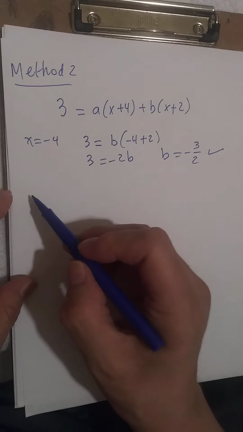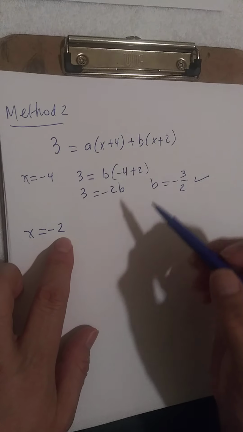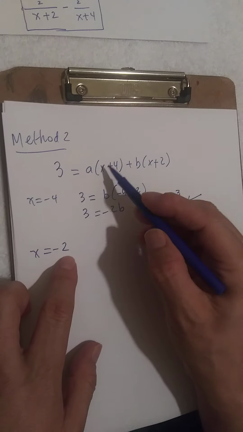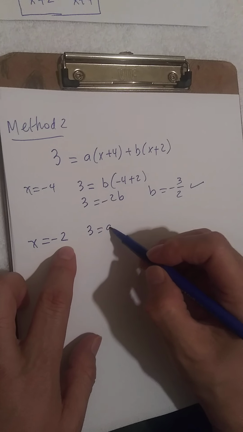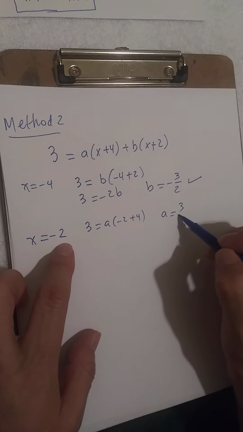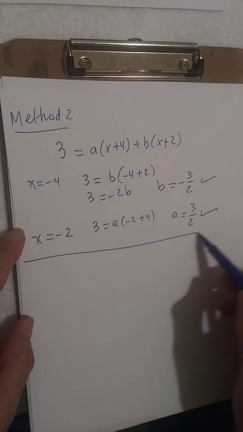Good. Let us pick x equals negative 2. Look at the second term. Minus 2 plus 2 is 0. So that leaves me with 3 equals a times minus 2 plus 4. So that gives me a equals 3 halves. And that's the two unknowns. And this is method 2.